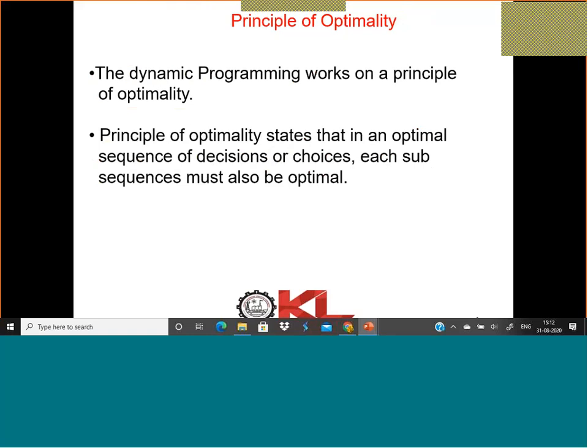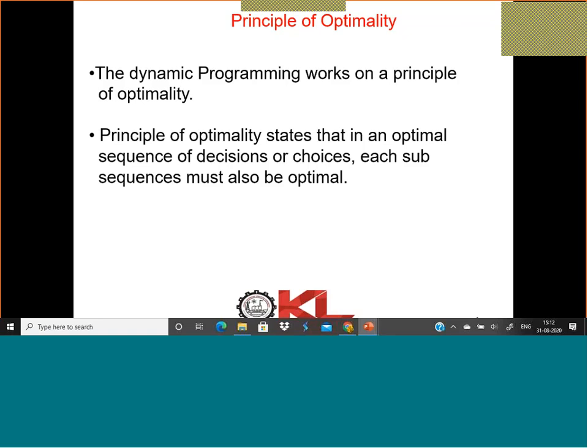Dynamic programming works on the principle of optimality. This is very important. Generally when you go to any interview, they will ask what exactly the principle of optimality is. The principle of optimality states that in an optimal sequence of decisions or choices, each subsequence must also be optimal.